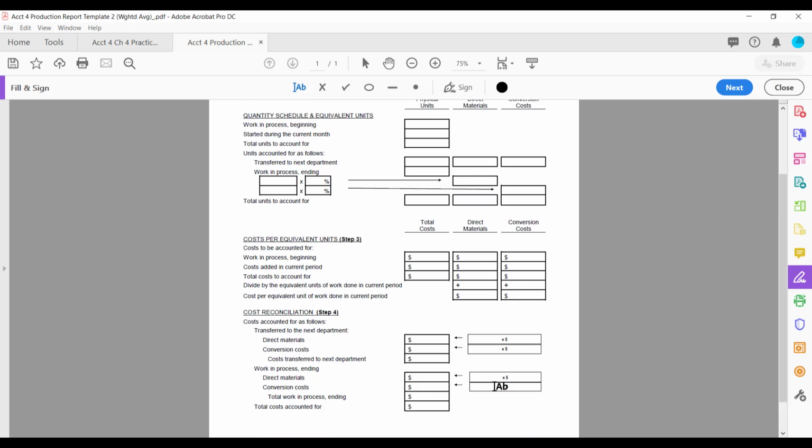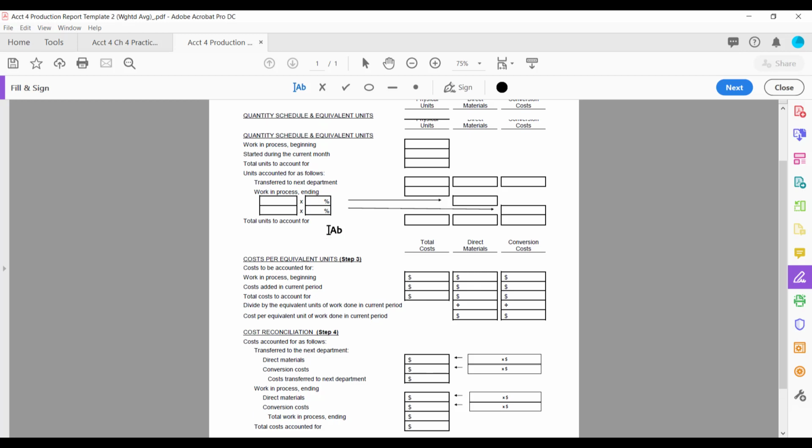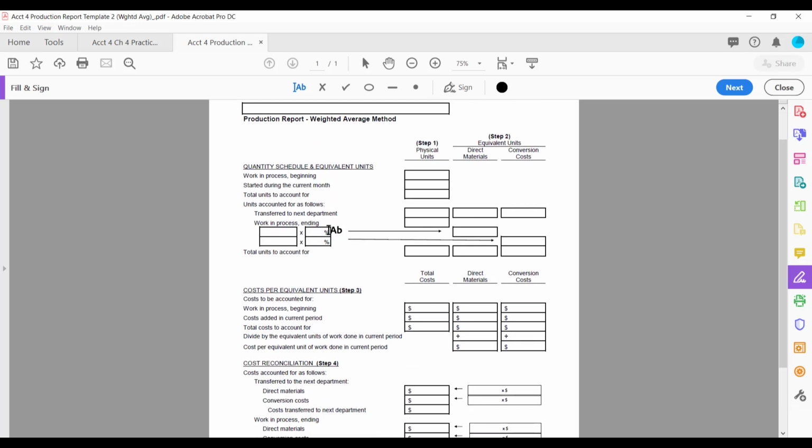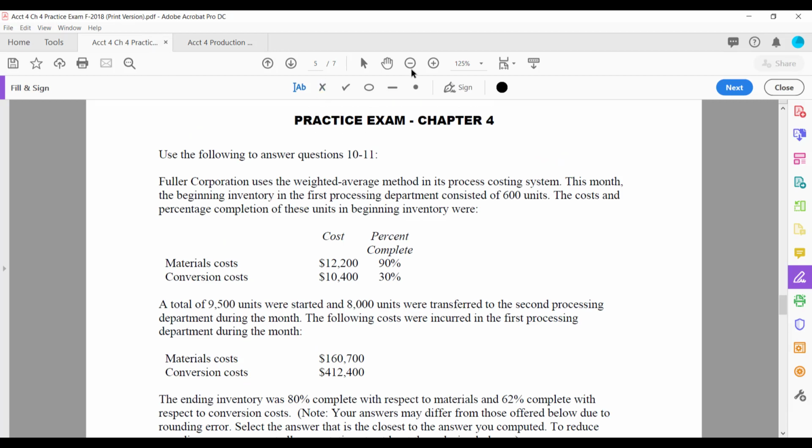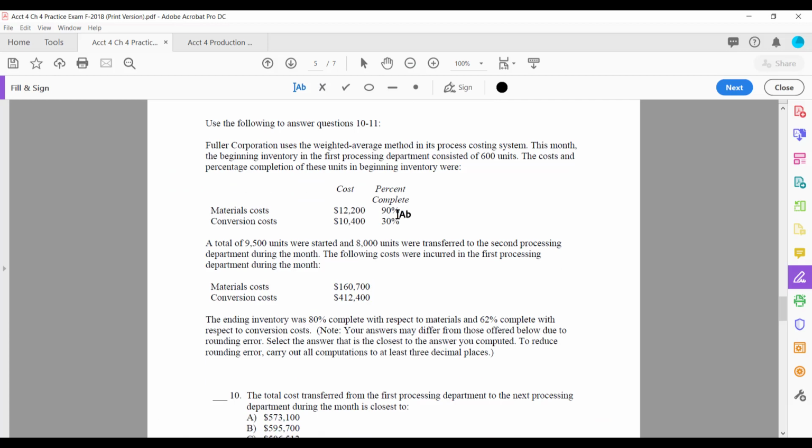So you can't figure out, for example, this box here, the total cost and ending work in process, if you haven't done the work prior to that. So the best way to understand what's going on with this template is to actually do a problem. So what we'll do here is I'll switch back and forth between the practice exam and the problem. We'll do our best here.